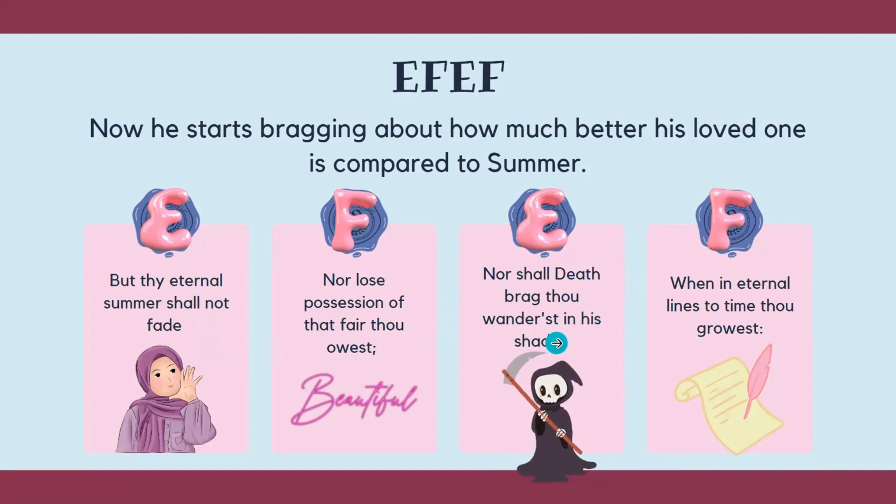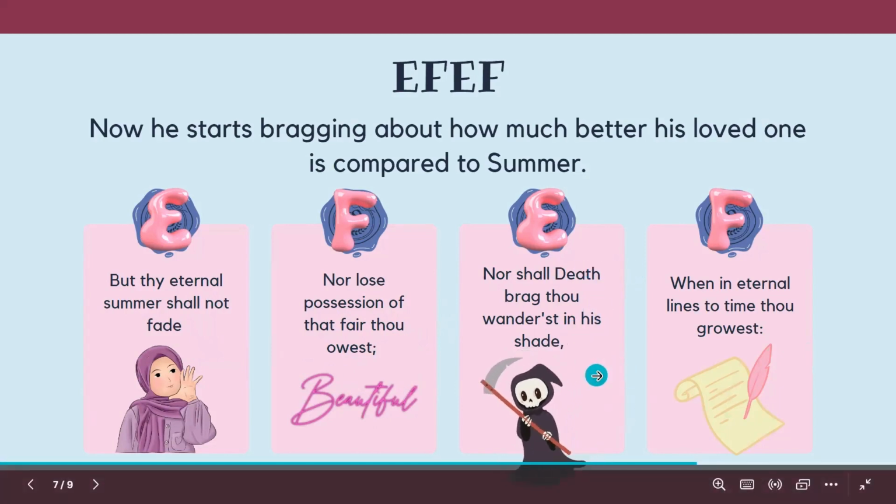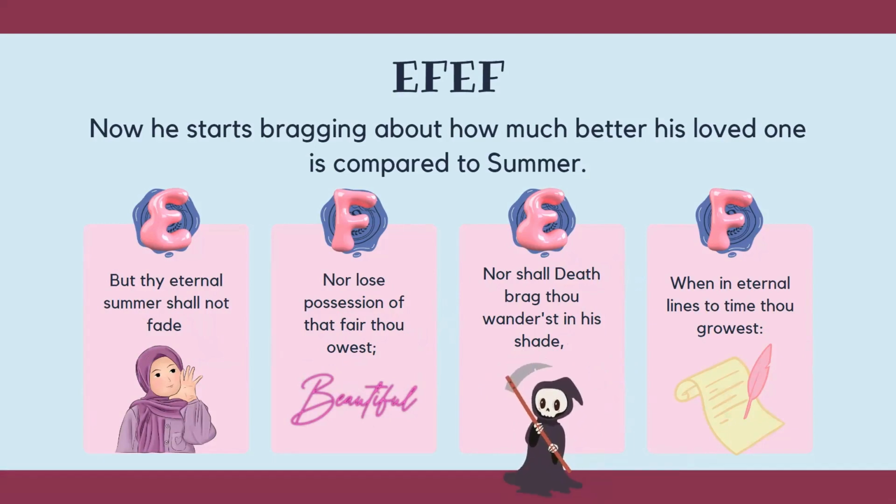Death and his shade, it relates to the Grim Reaper. Look how he's dancing. The Grim Reaper. Death shall not brag how you are wandering in his shade. So those who do not know what a Grim Reaper is, it's the personification of death that takes souls, and you wander in his shadows after you die. So it's saying that death will not brag about you wandering in his shadows, basically saying you won't die.